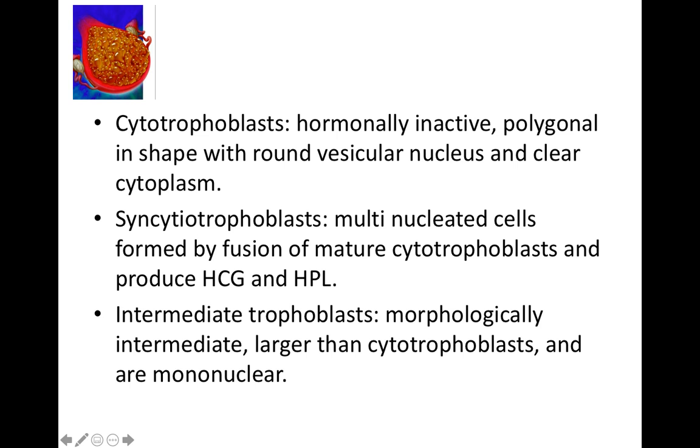The syncytial trophoblasts are multinucleated cells formed by fusion of mature cytotrophoblasts, and they produce your human chorionic gonadotrophin and your human placental lactogen. The intermediate trophoblasts are morphologically intermediate between the two, and they are larger than cytotrophoblasts and are mononuclear.